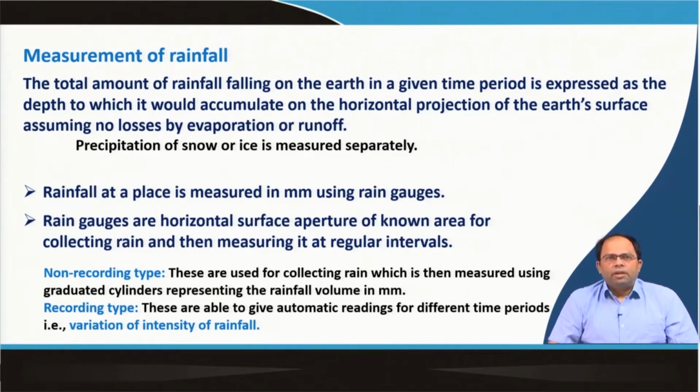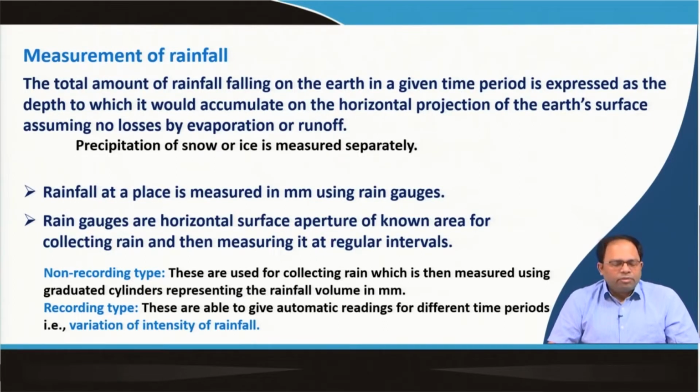So, we need to measure the rainfall. How do we measure rainfall? The total amount of rainfall falling on the earth in a given time period is expressed as the depth to which it would accumulate on the horizontal projection of the earth's surface, assuming no losses by evaporation or runoff. That means, of course, earth is round, but we assume a horizontal surface, and we take a unit area and determine how much rainfall has happened in terms of the height of the water accumulated over that particular surface, right. So, that is how we measure the rainfall.